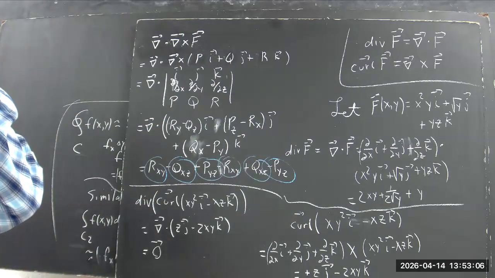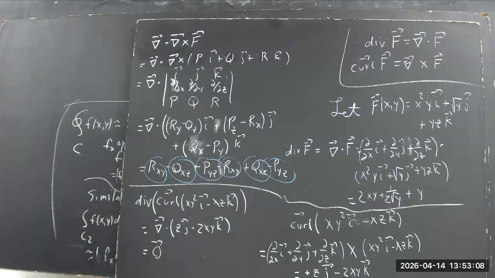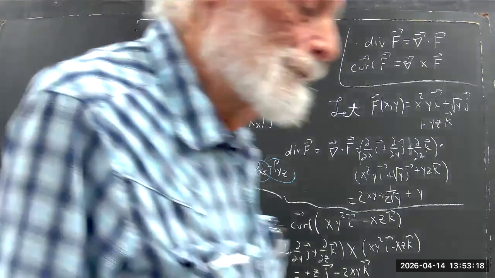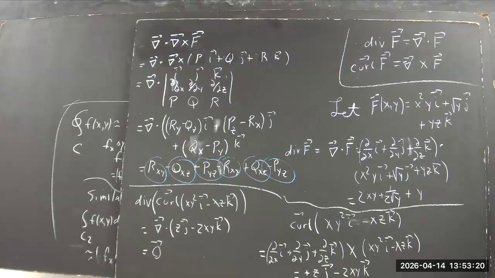But that's why the divergence of the curl is zero. Well, in the test for a conservative field in that case, and you can read about that and talk about it next time if you have a question about it. Okay. But the curl of a conservative field is zero. Okay.